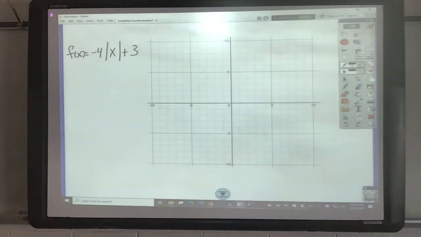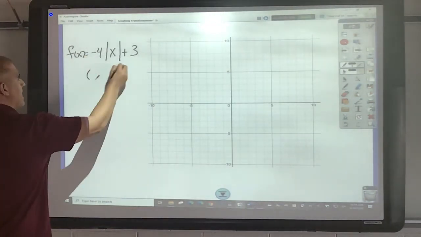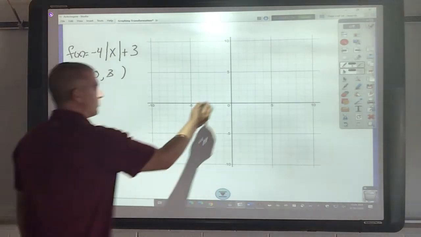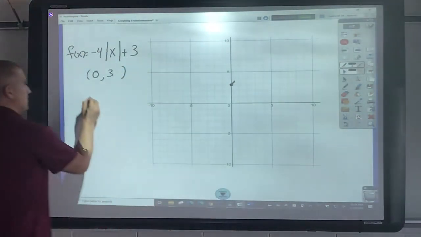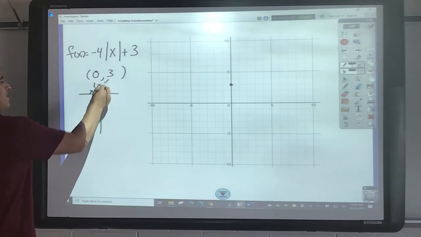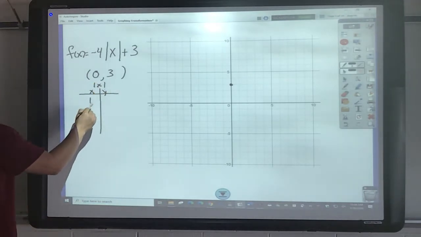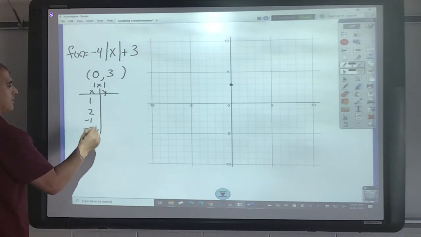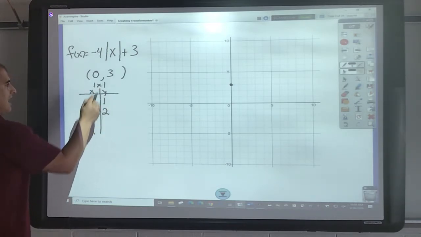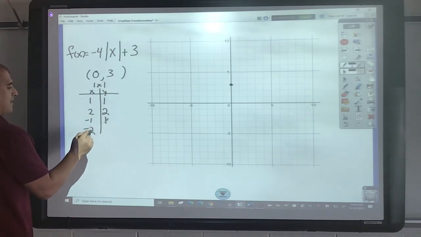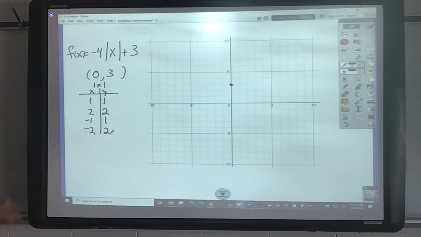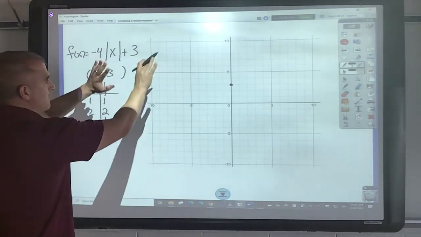All right, we've got an absolute value. For my anchor point, there is nothing inside, and that would be a 3 on the outside. So 0 over, 3 up. Now, I am using absolute value as my parent function, so I'm using 1, 2, -1, -2. The absolute value of 1 is 1, of 2 is 2, of -1 is 1, of -2 is 2. The values don't change. The anchor point helps move it.